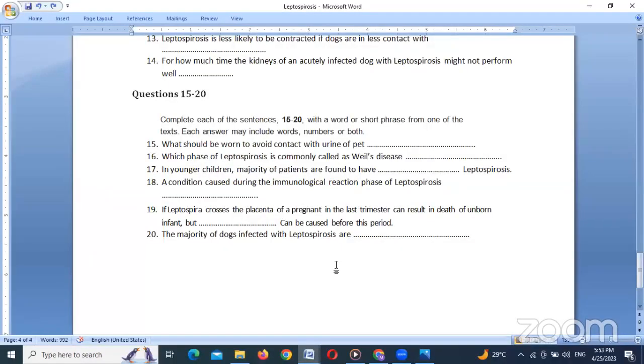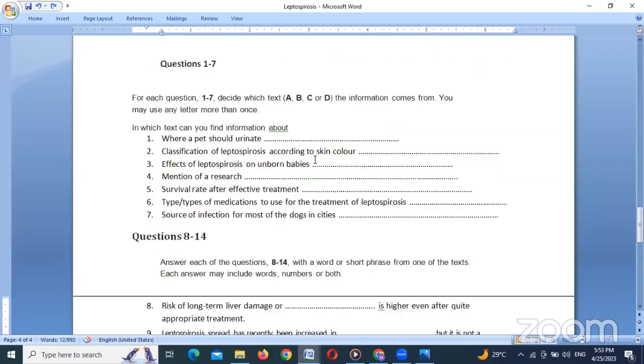One-to-one feedback classes, okay? So question number 18: a condition caused during the immunological reaction phase of leptospirosis. In which text can we find the answer to this question? Quickly, please. We have already seen it somewhere. Yes, in C, the icteric phase.